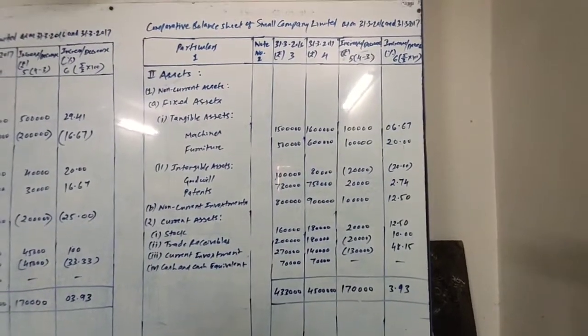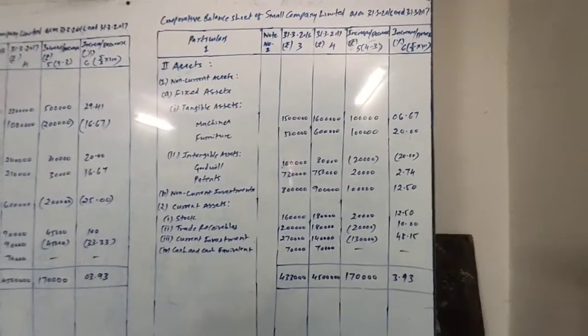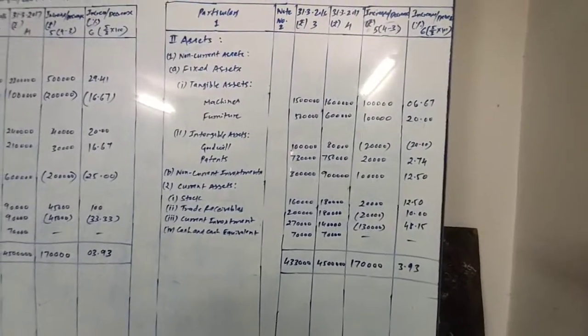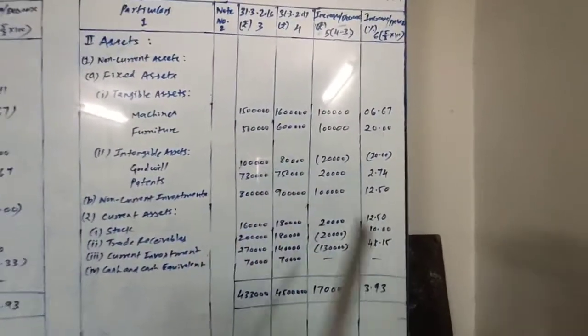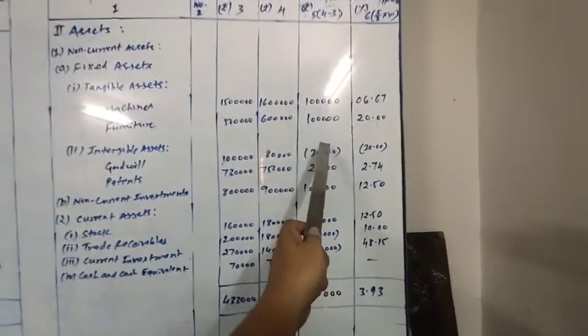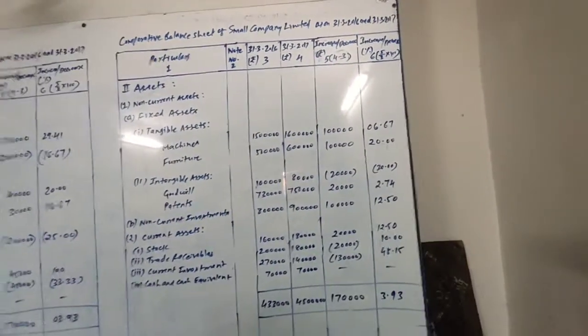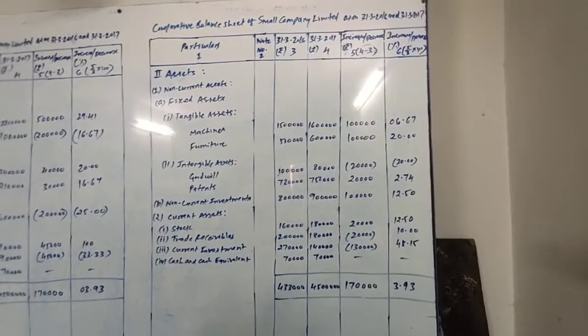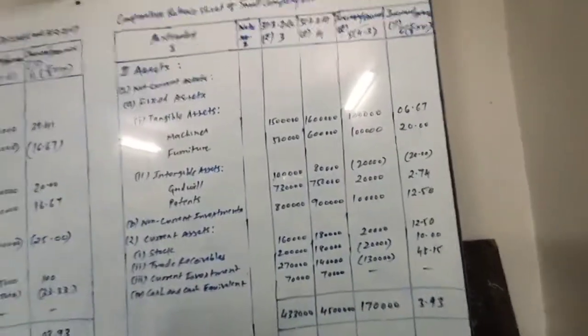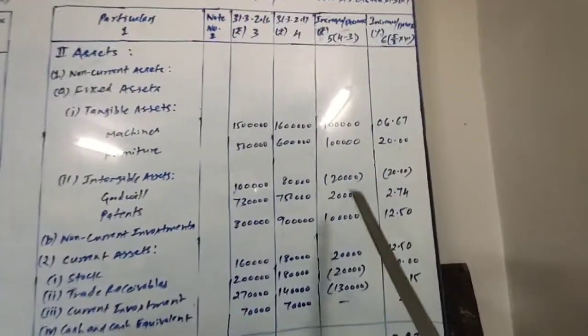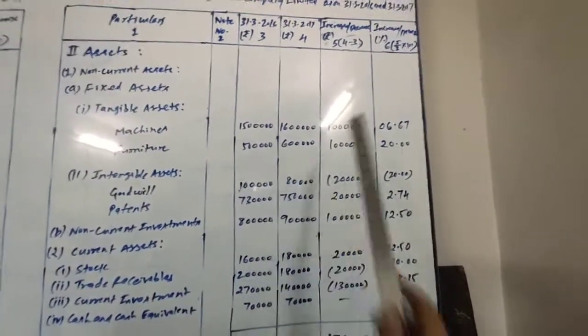Let us talk about furniture. It was 5 lakh in the year 2016, and it became 6 lakh in the year 2017. So there is an increase of rupees 1 lakh, and when we convert this in percentage, we get 20%. So 20% is written in the column of percentage. 1 lakh divided by 5 lakh into 100.